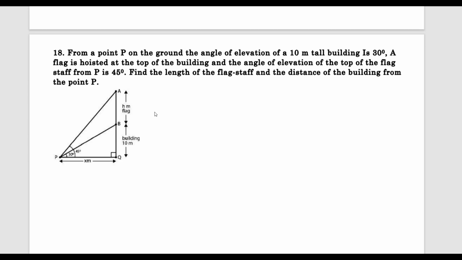I have told you yesterday, first identify the right angle triangles from the given figure. The right angle triangles are PQB. First right angle triangle is PQB. And another right angle triangle is PAQ. For both the right angle triangles, apply tan ratio. Tan ratio is opposite by adjacent.